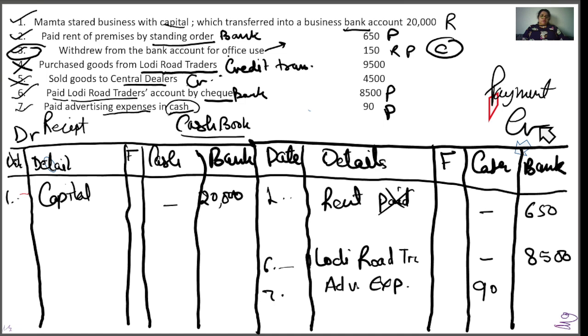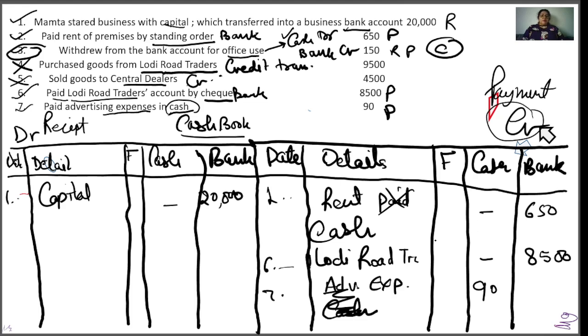If you withdraw money for office use, it means money withdrawn, cash is debited, and bank is credited here. If cash is debit here, so cash will be recorded on the credit side. Now bank is credit. So you need to record bank in the debit side.